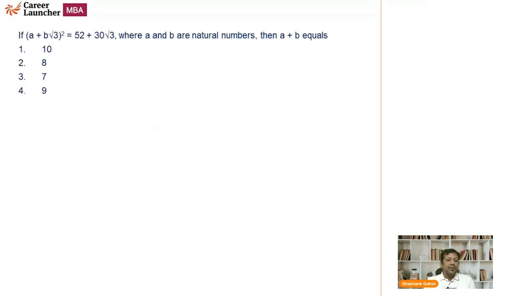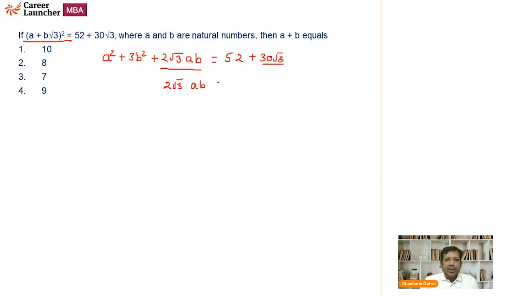What does it say? It says, if a plus b root 3 whole square is equal to this, what is the value of a plus b? Okay, so I'm just opening this. So I am going to say a square plus 3b square plus 2 root 3 ab, and that is equal to 52 plus 30 root 3. Okay, so I can say that this should be equal to this. So I can say 2 root 3 ab, and that is equal to how much? 30 root 3. So from here, I can say that a into b is equal to what?